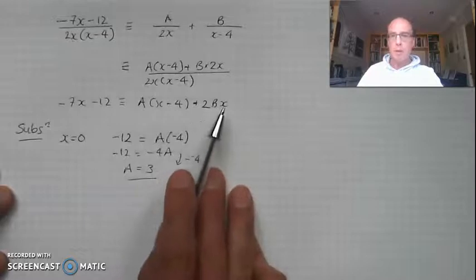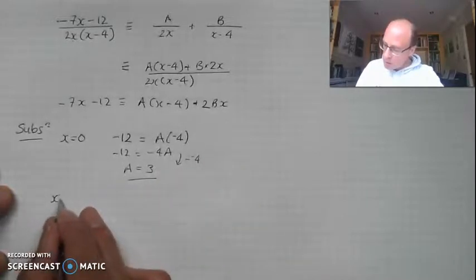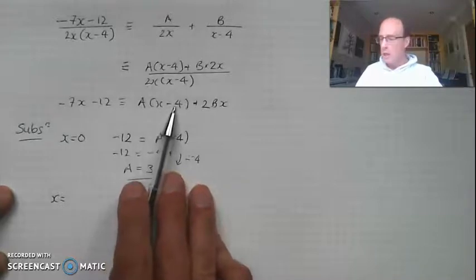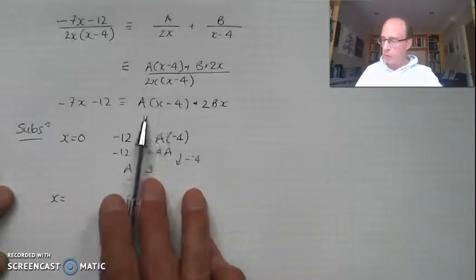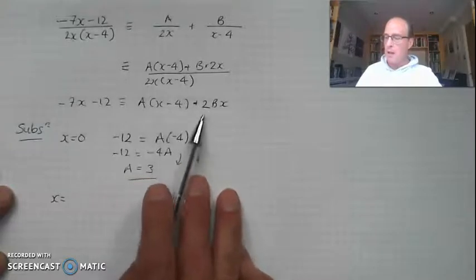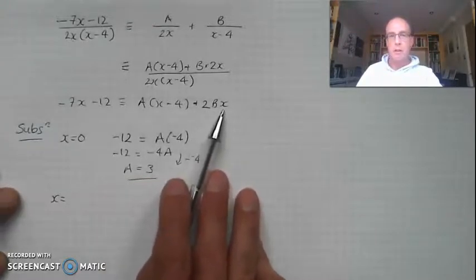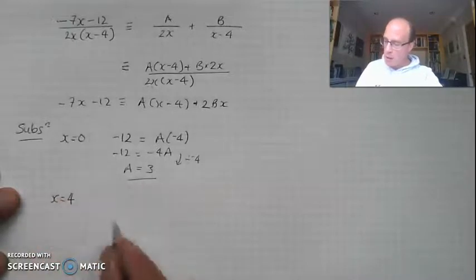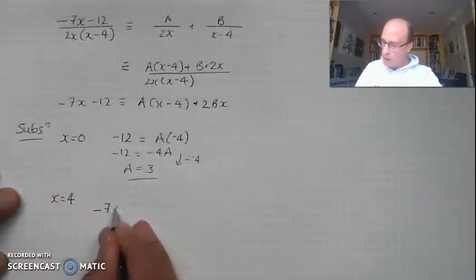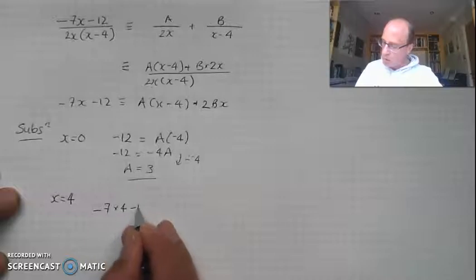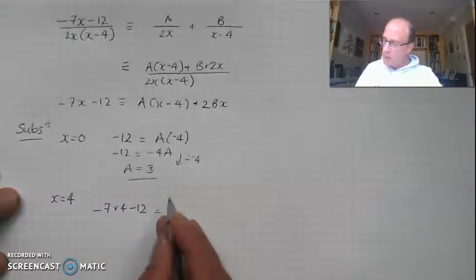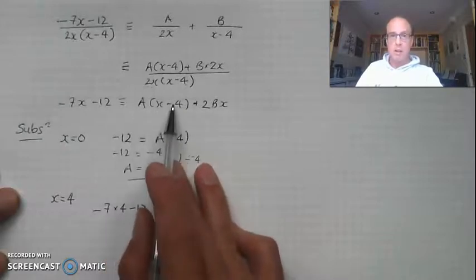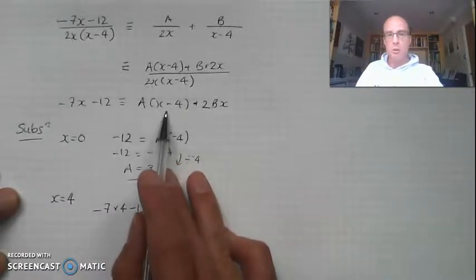Now I want to work out what b is. So this time I'm going to substitute the value that's going to make the other bracket disappear, so my x minus 4. So if I substitute in x equals 4, that bracket's going to disappear, and I'm going to be able to work out what my value of b is. So if x is equal to 4, what do we get? On the left hand side, I've got negative 7 times 4, take away 12, and that's going to be equivalent to a times 4, take away 4, that's going to disappear, that's why I substituted x equals 4.